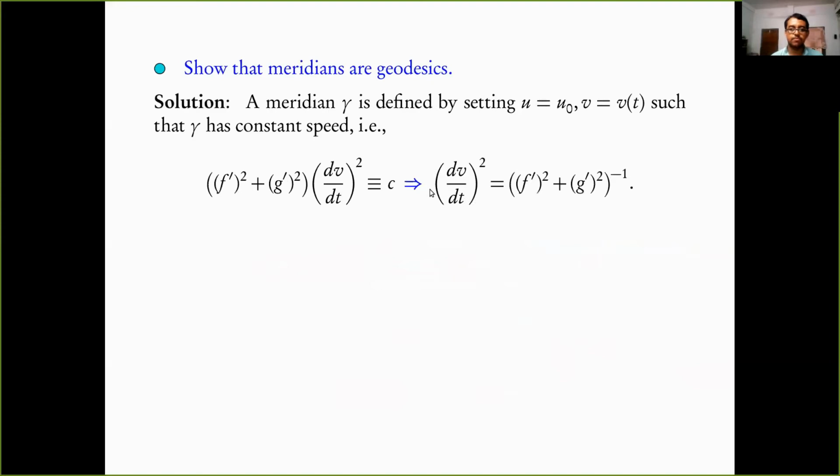Okay. So what does this tell us? This tells us, and we are assuming that the constant speed is 1, so set c equal to 1, our equation becomes (dv/dt) squared is equal to the inverse of f prime squared plus g prime squared. Okay. So it's clear that a meridian satisfies this equation. This is almost evident.